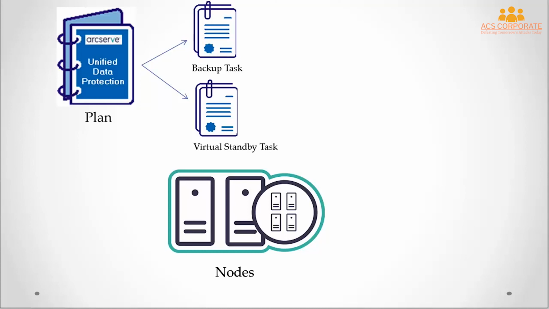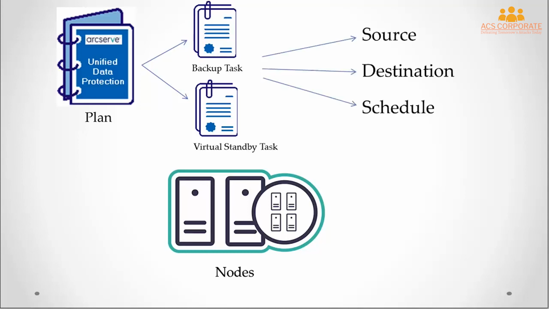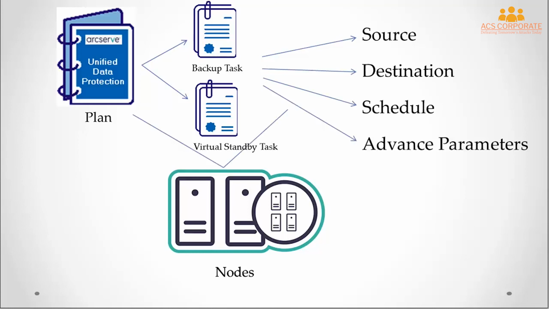These tasks must be included in this plan. A plan consists of one or more tasks that are required to protect your nodes, and a task is a set of activities to define such information as the source, destination, schedule, and advanced parameters.